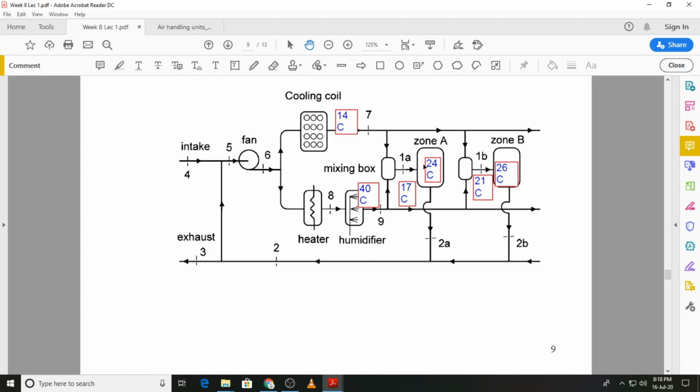For example, again, if the load in zone A increases, it means this temperature will start to increase, and we will have to reduce the temperature to zone A, and that can be done by reducing the amount of warm air and increasing the amount of cold air, such that the volume flow rate into the zone does not change, but the proportions of cold and hot air can be varied, and that way we can vary the temperature of the supply air to the zone according to the zone load requirements, and the same will apply to zone B.